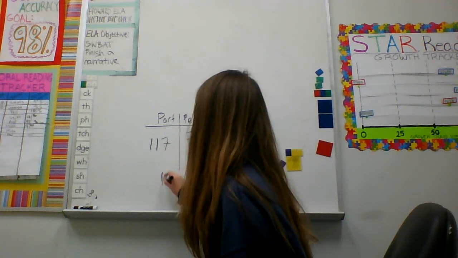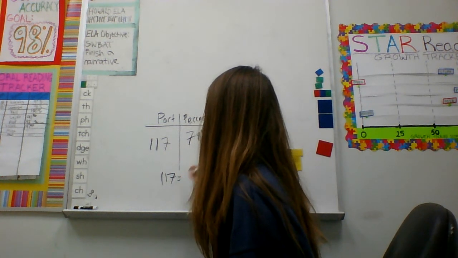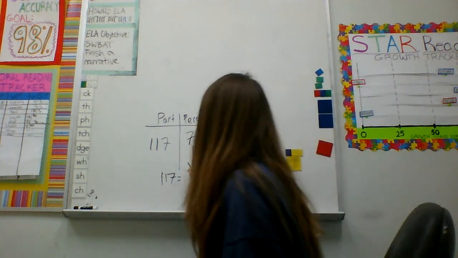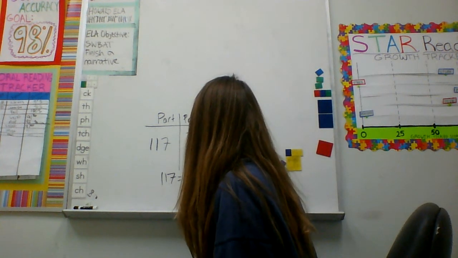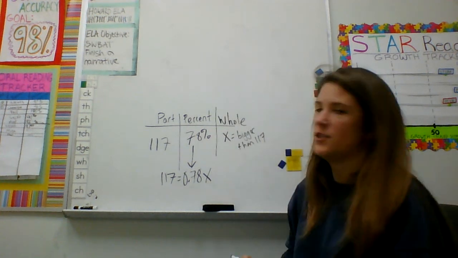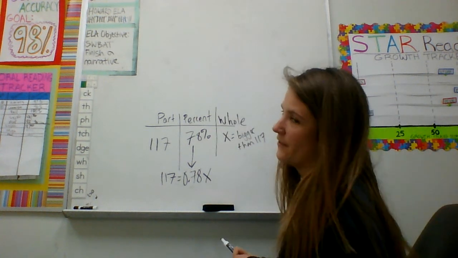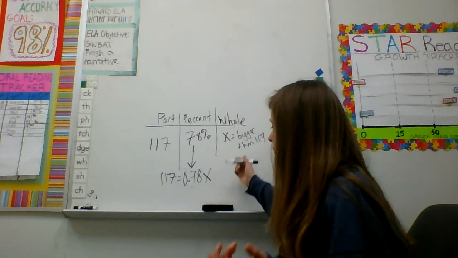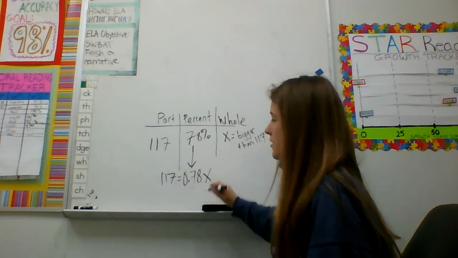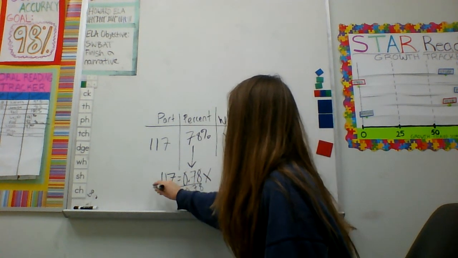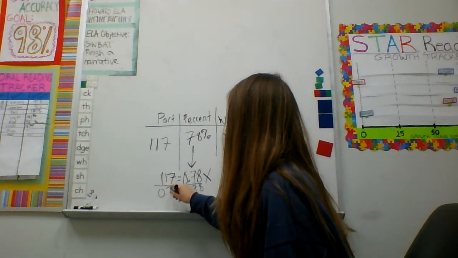My part is 117, and it equals my percent, which I have to write as a decimal, so 0.78, and times my whole, which I don't know. So I have the equation 117 equals 0.78x. Now I want to get x by itself, or 1x. So in order to do that, I have to get rid of my coefficient. So I must divide each side by 0.78.